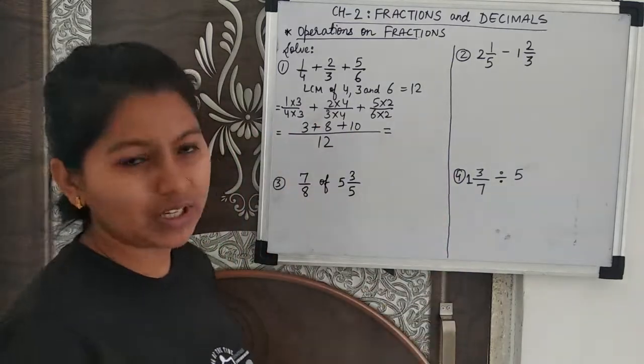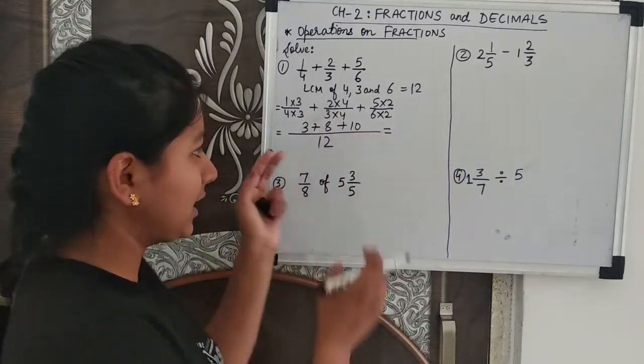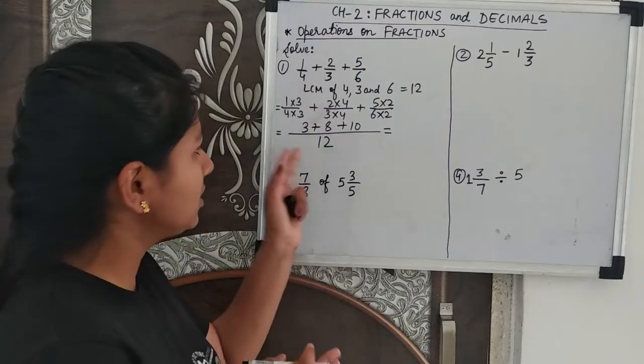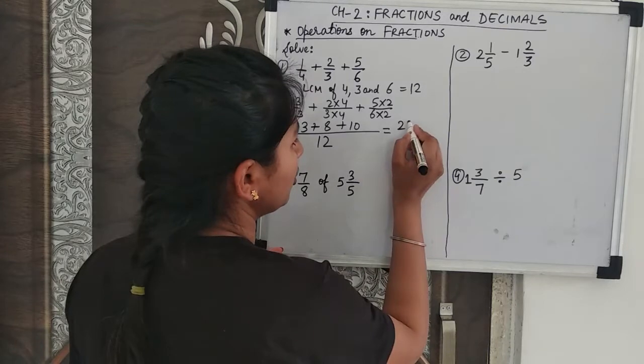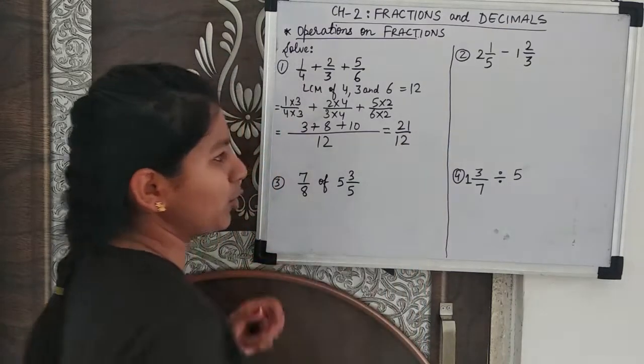Simply add all the numerators. The denominator will not be added. We will take a common denominator, that is 12. 3 plus 8, 11. 11 plus 10, 21. So this is 21 upon 12.